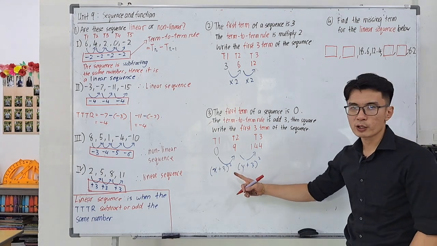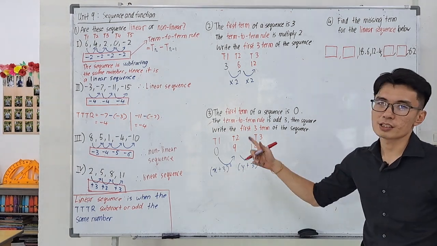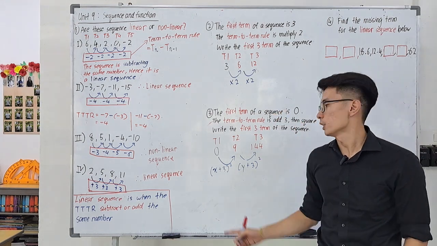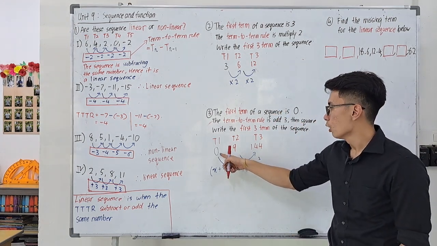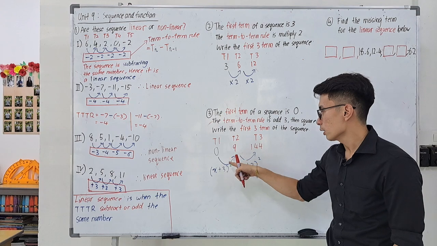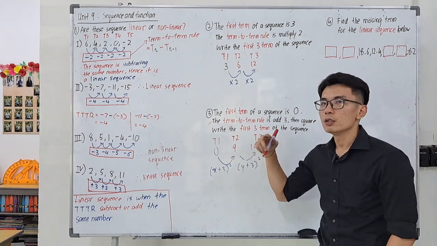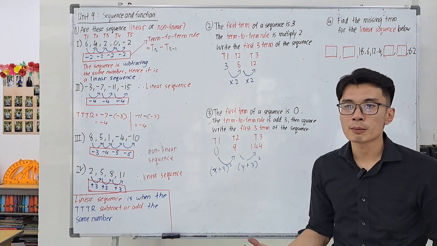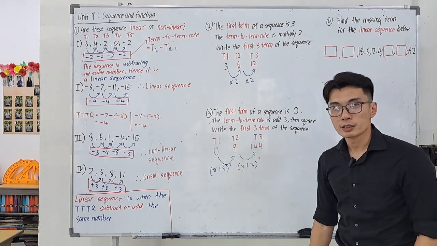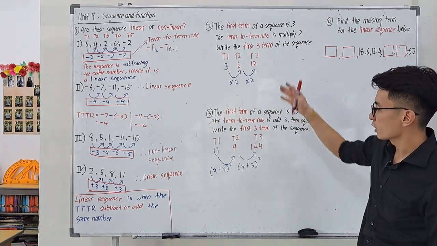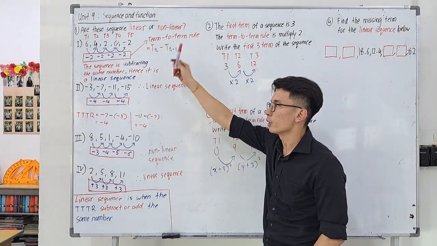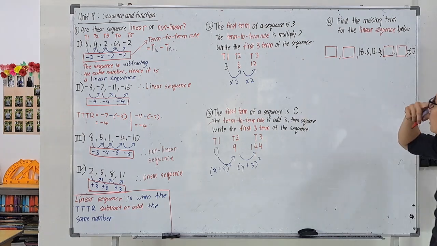So again, my question for you, is this a linear sequence? The answer is, it is not a linear sequence for this case, okay? Because over here, you can see they are both adding different numbers. They are not adding the same term-to-term rule, alright? Not adding the same number, so this is not a linear sequence, okay? So I hope that this example shows you, I hope that you understand what is a linear sequence now.